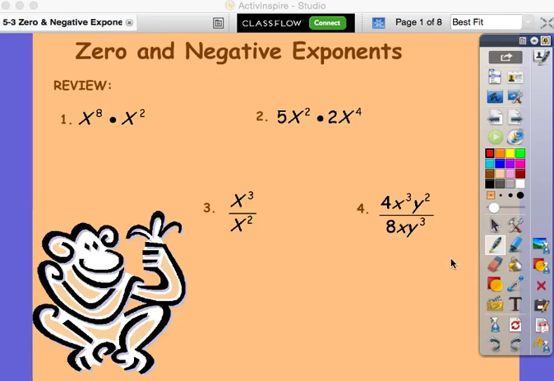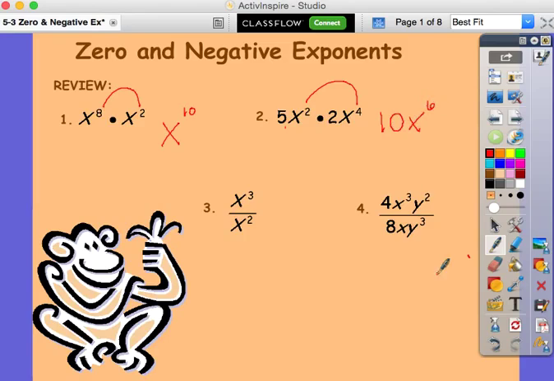All right, we're going to do a little review here before we move into the new stuff. x to the 8th times x to the 2nd power. Remember, when we have the same base, the base is x, and we're multiplying, what do we do with the exponents? We add them together. So 8 plus 2 would give me x to the 10th power. Very good. On number 2, before we add our exponents, what do we have to do first? Right, we have to multiply the 5 and the 2, which gives us 10. Then we put our base of x, and what's the exponent? 6. Very good.